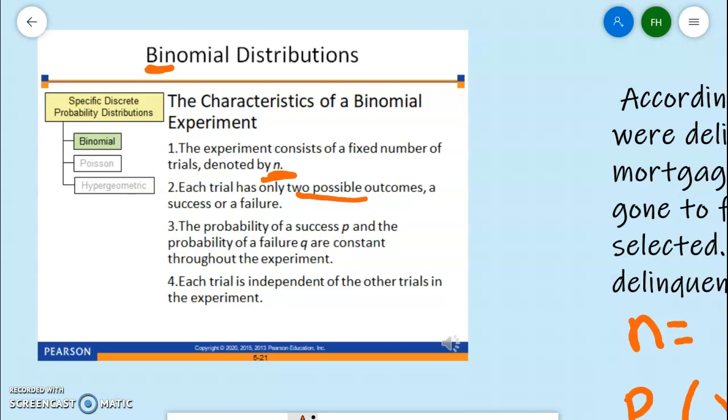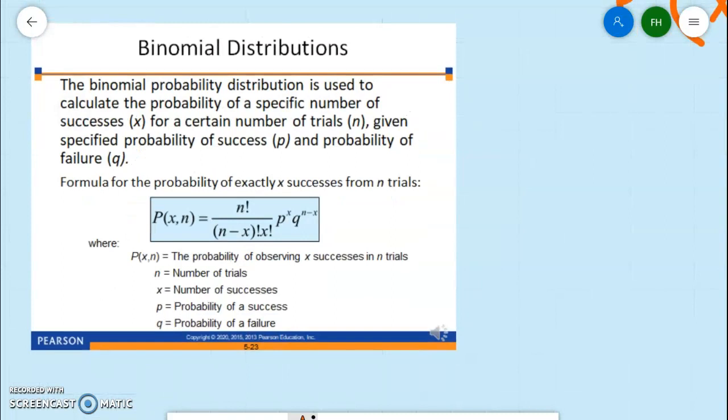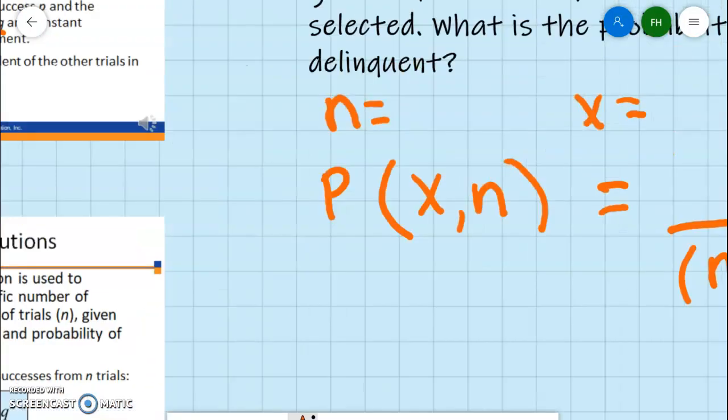The two outcomes are either a success or a failure. The probability of a success, which is P, and failure, which is Q, are going to be constant throughout the experiment, and each trial is independent of the other trials. So here is the formula for a binomial distribution. The first thing I always do is identify N, X, P, and Q. So let's look at a problem.